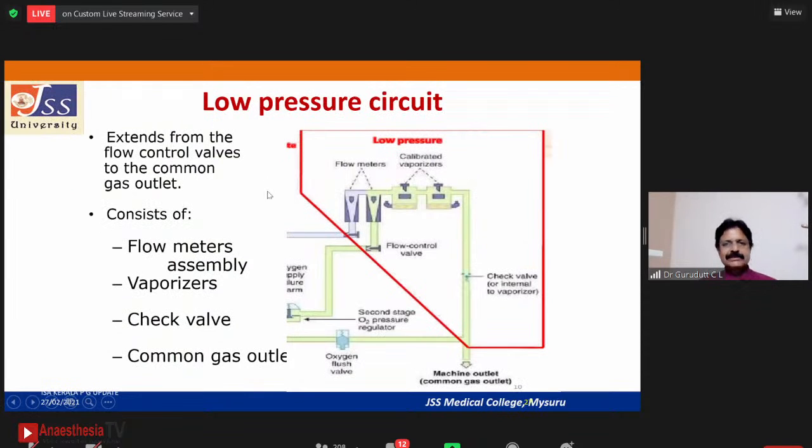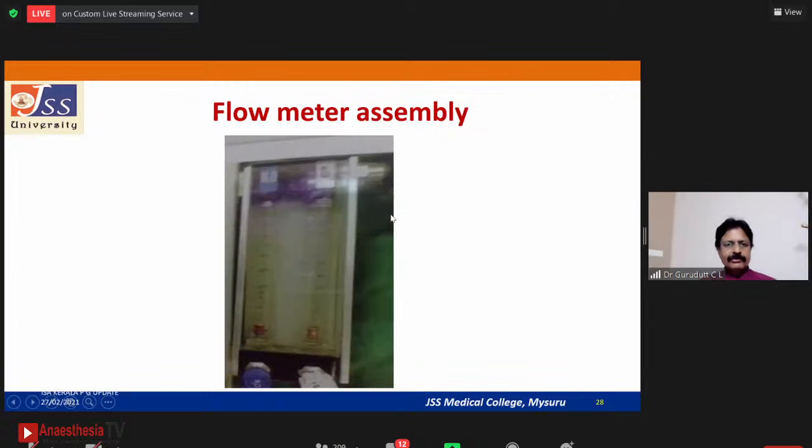Now, let us discuss the low pressure circuit. The low pressure circuit mainly consists of the flow meter assembly, a back bar which is connected with the vaporizers, a check valve in case of GE machines, and then the common gas outlet. Let us discuss each one of them. The flow meter assembly in the older machines used to have only one flow meter for each gas.